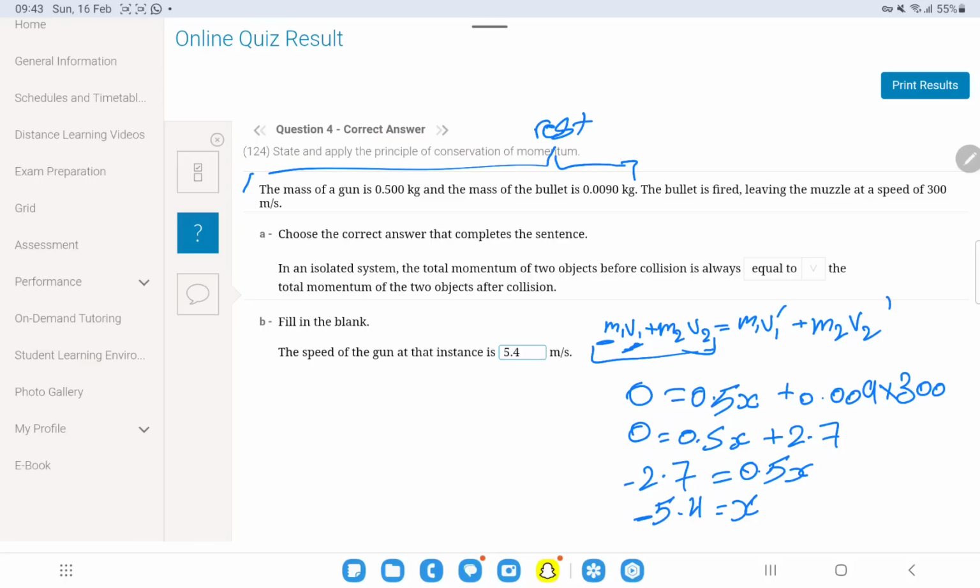Here the answer is positive because they said speed. Speed is a scalar quantity, so it's only magnitude. Velocity is a vector, so it has direction and magnitude. The negative here only represents the direction, with the gun going backward after the bullet is fired. So since it's speed, they only want the magnitude, so only the number 5.4.